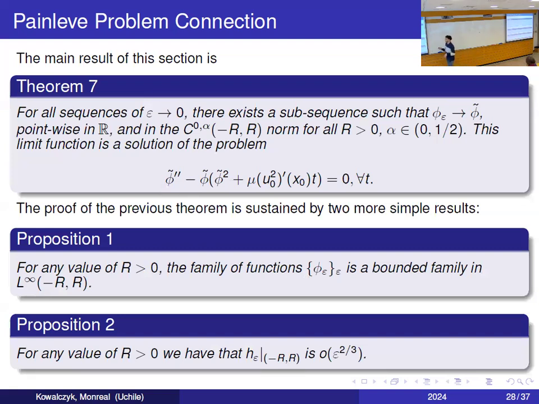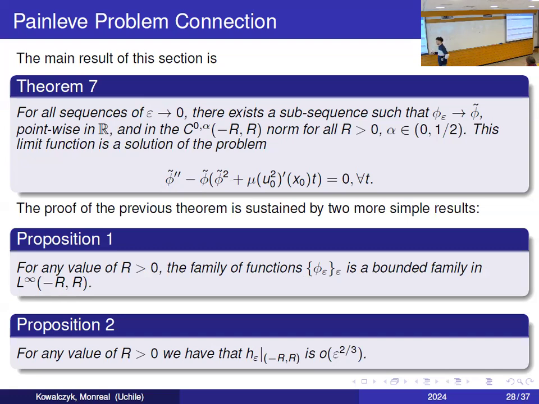I'm going to tell you, we have that for any sequence of epsilon, there exists a subsequence that converges to a limit function, pointwise in the whole real line, in C^{0,alpha}_loc, with alpha between 0 and 1/2. And this limit function is a solution of this problem, which is a Painlevé equation. Now, to prove this, what we need are these two propositions.